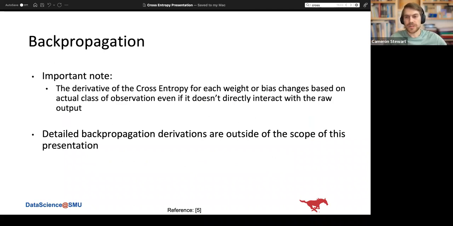Backpropagation is out of the scope for this presentation, but an important note I wanted to touch on is that typically in regression for neural networks, the derivative for the backpropagation never changes for the weights and the biases. For each individual parameter, it is consistent. But in classification with cross-entropy, it actually changes based on what the actual class is for each observation. So you have to be careful as you step through each observation in the training data. And you'll see this as you begin to study this a bit more.